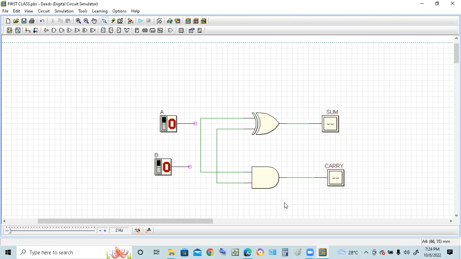Good. All right. So we need to connect up the input. This to A. This to B.